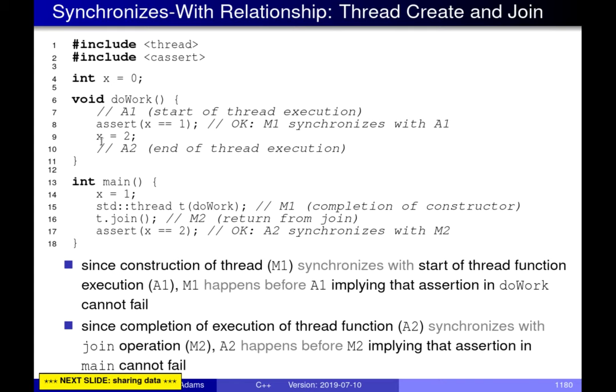And because the last thing that was done inside this function here, the thread function, was setting X equal to 2, when we assert that X is equal to 2, this must be true. If, for example, thread creation and thread joining did not make the promise of introducing synchronizes-with relationships, this code would not work. You could get these assertions failing. So it's really critical that we have these happens-before relationships between different parts of the code. And again, they're coming from these synchronizes-with relationships.